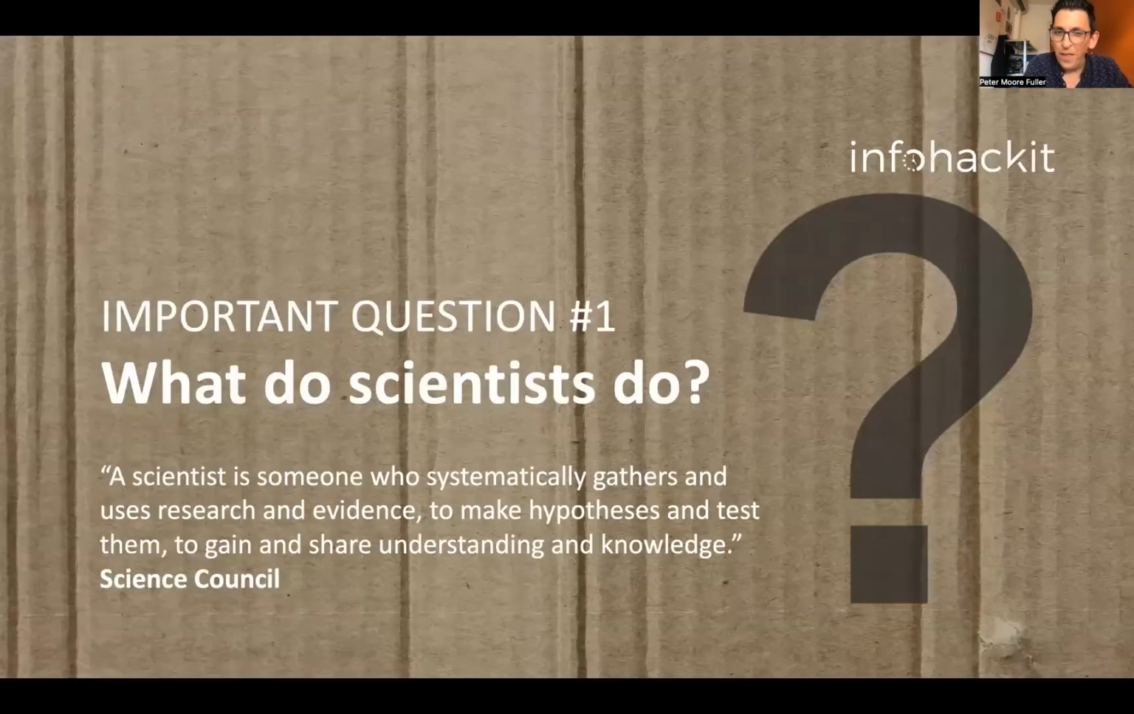So, important question number 1. Now, what do scientists do? Well, this definition is from the Science Council. A scientist is someone who systematically gathers and uses research and evidence to make hypotheses and test them to gain and share understanding and knowledge. So far, so good, right? Any of you doing science A-levels will be familiar with this kind of definition.